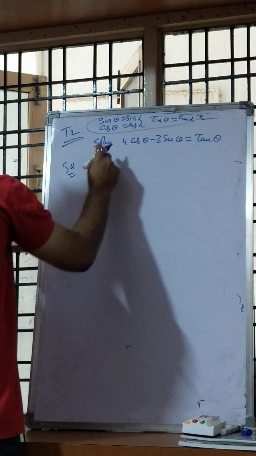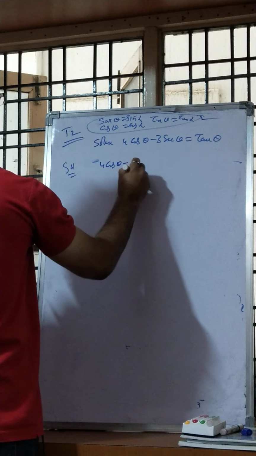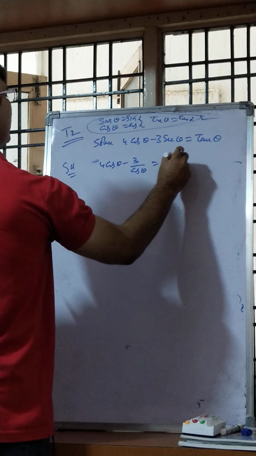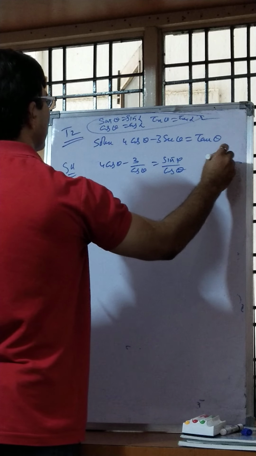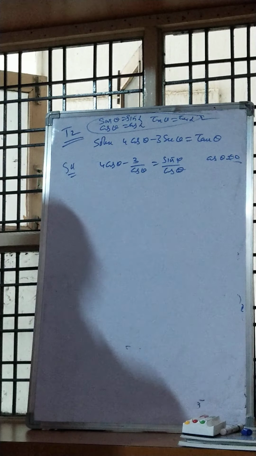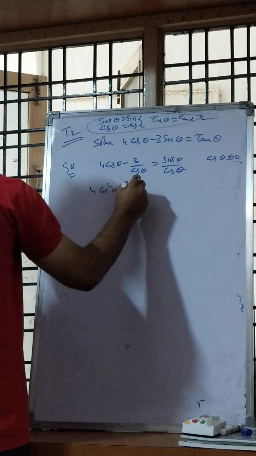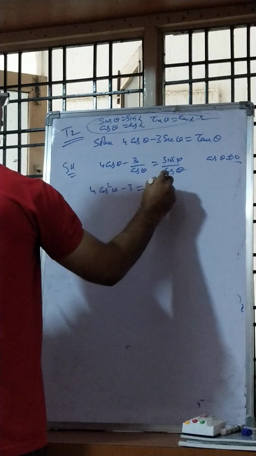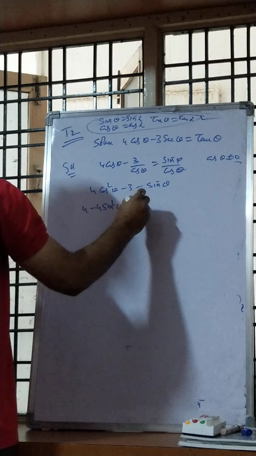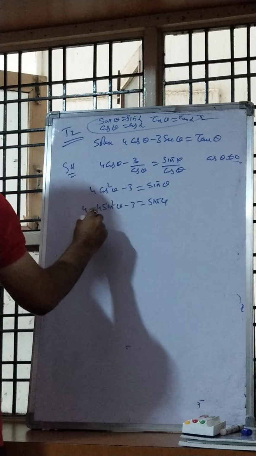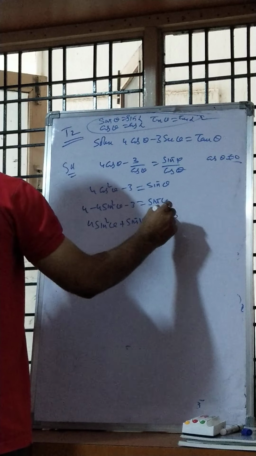Now to do this, it is better to change everything in terms of sin and cos. 3 by cos theta, here sin theta by cos theta. Yes sir, cos theta cannot be 0. You know very well that cos theta cannot be 0 because it is in the denominator. So with cos theta not 0, we take 4 cos square theta minus 3 equal to sin theta. This is 4 minus 4 sin square theta minus 3 equal to sin theta. I am just simplifying: 4 sin square theta plus sin theta minus 1 equal to 0, I got it.